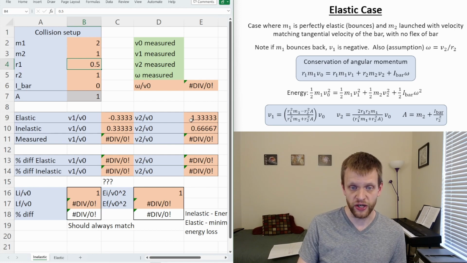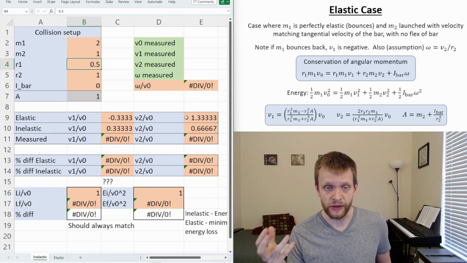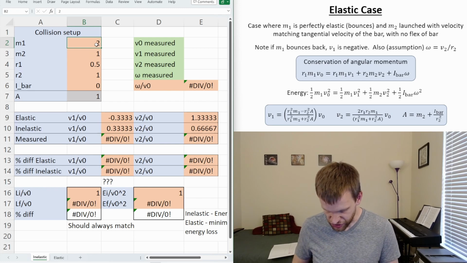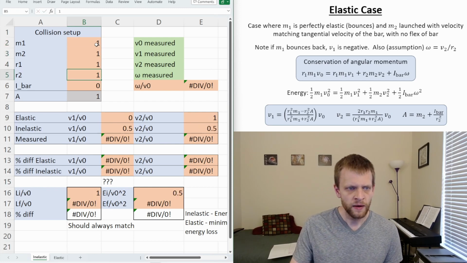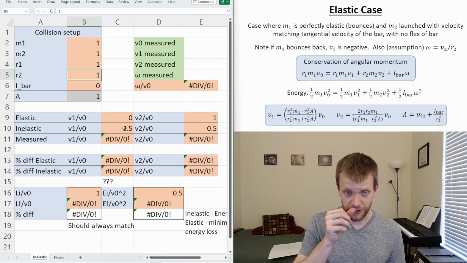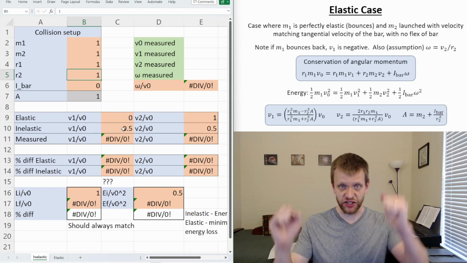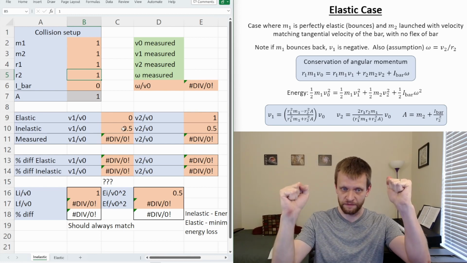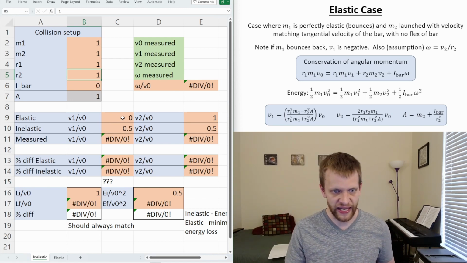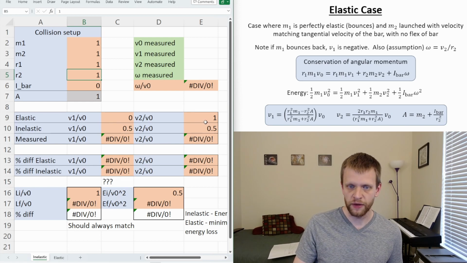And V2 should be going at 1.33 times the initial velocity that mass 1 was moving at. If we plug in some of the other cases, so if I do 1s for everything, well, in the elastic case, object 2 should just bounce back, again assuming that there's no bar there, or the bar is a negligible mass. And in the inelastic case, those two objects should each have half the velocity. So again, you can plug in different numbers for this, and this Excel document will automatically update what those predictions are. Okay.